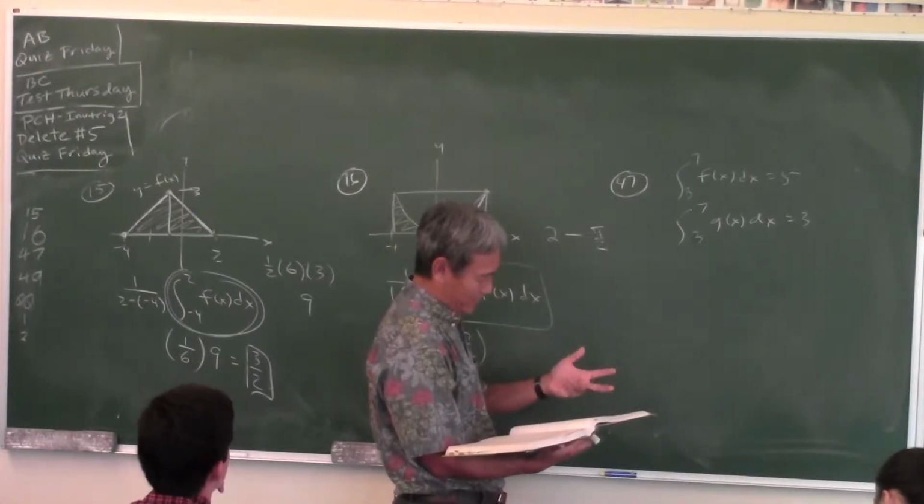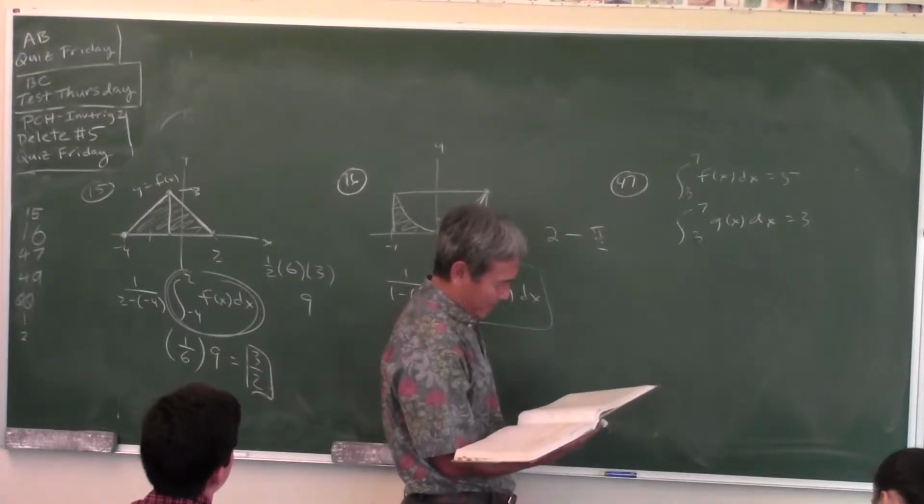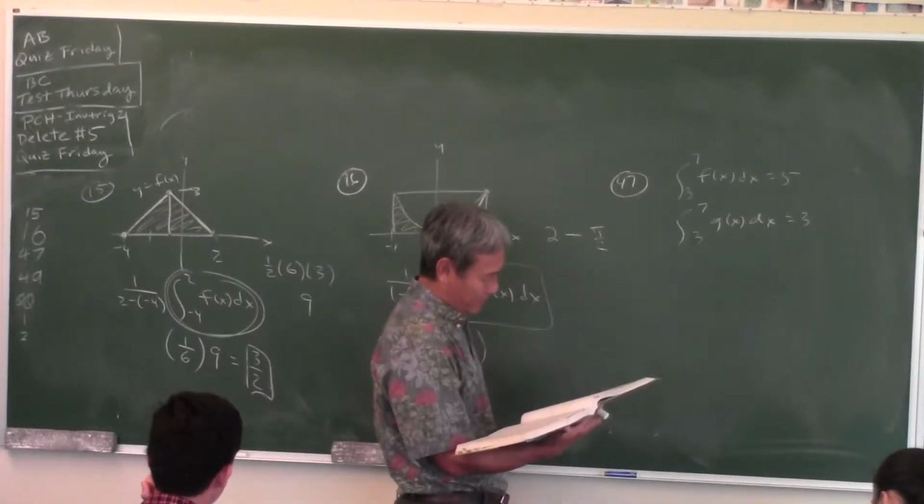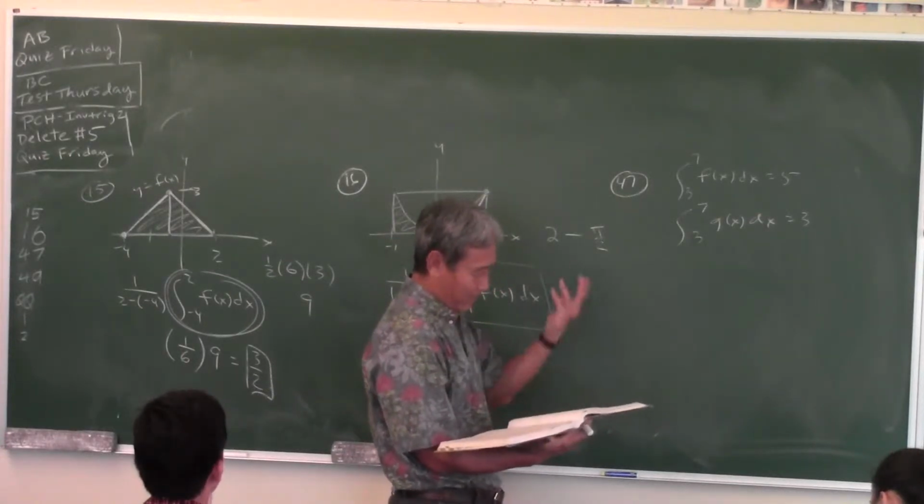So if you make separate integrals, you get 5 minus 3 is 2. And then E, what happens when you switch the limits of integration? It just negates it. So yeah, there you go.